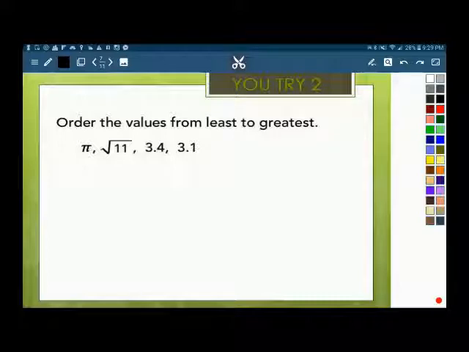Let's have you give this a try in your second You Try. Convert everything you see into a decimal. You're going to need to use the decimal approximation for pi, and then put them in order from least to greatest.